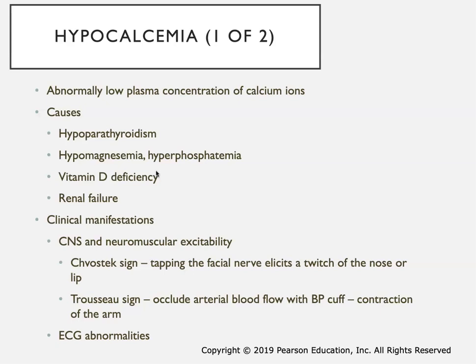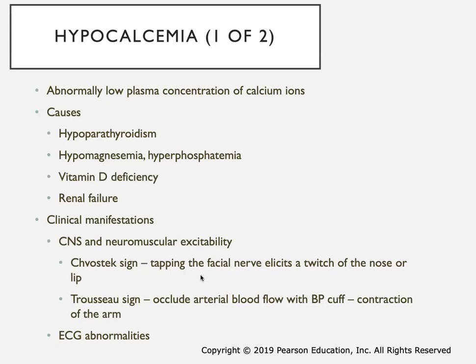Renal failure. Some clinical manifestations: central nervous system and neuromuscular excitability. Again, I explained that on the first slide. There are actually two clinical tests that you can do that would indicate that the patient might have hypocalcemia. One is called the Chvostek sign, okay? In this test, you can tap the facial nerve and it will elicit an abnormal twitch of the nose or lip, okay?